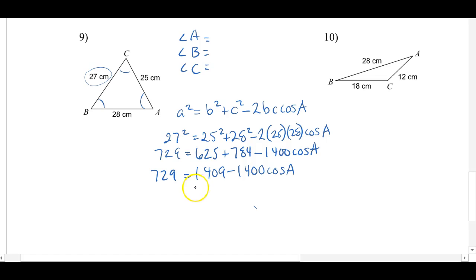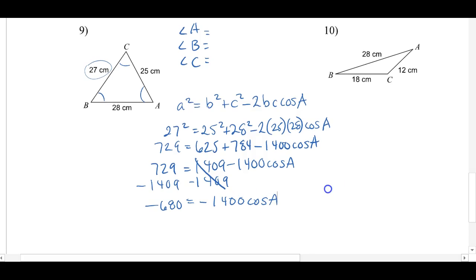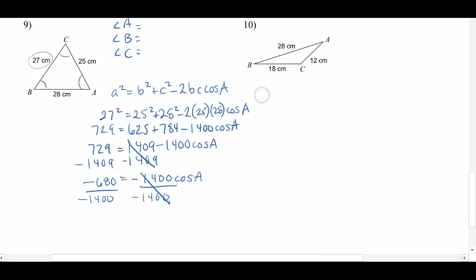Now let's subtract the 1409 from both sides. Those two cancel out. And 729 minus 1409 is negative 680, which equals negative 1400 cosine of A. The last thing I need to do before I do inverse is get rid of this negative 1400. It's being multiplied times cosine, so I need to divide it, on both sides. Now cosine of A is equal to, remember it's got two negatives here, so those cancel out, 680 over 1400.